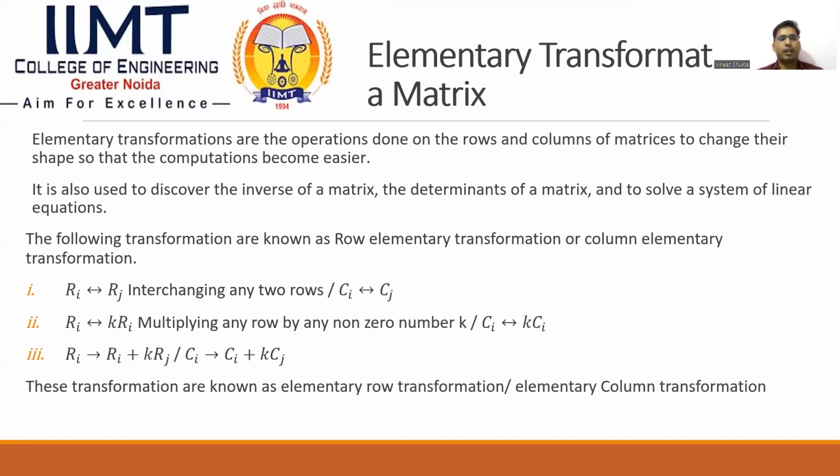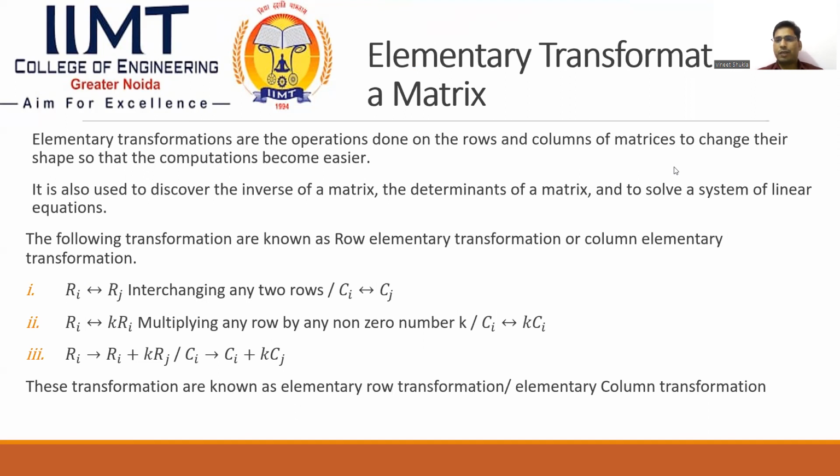Elementary transformation on a matrix. The elementary transformations are the operations done on the rows and columns of matrices to change their shape so that the computation becomes easier. It is also used to find the inverse of a matrix, the determinant of a matrix, and to solve a system of linear equations. The following are known as row elementary operations and column elementary transformations.